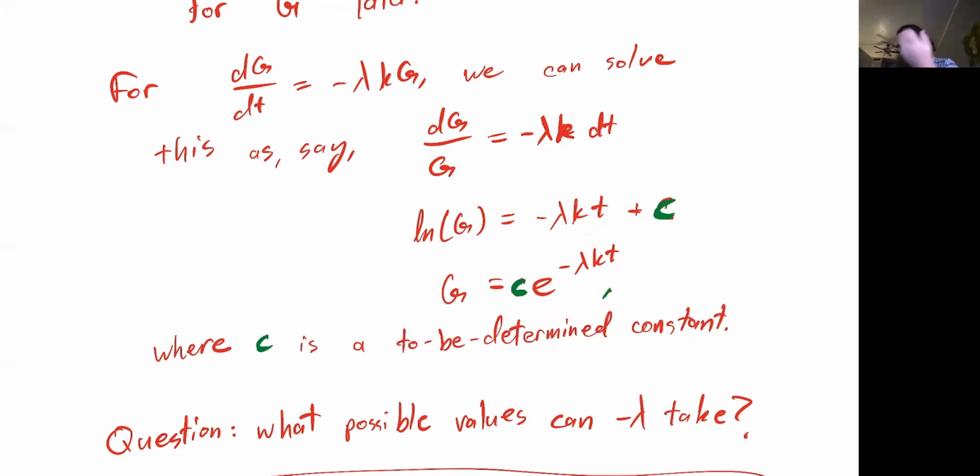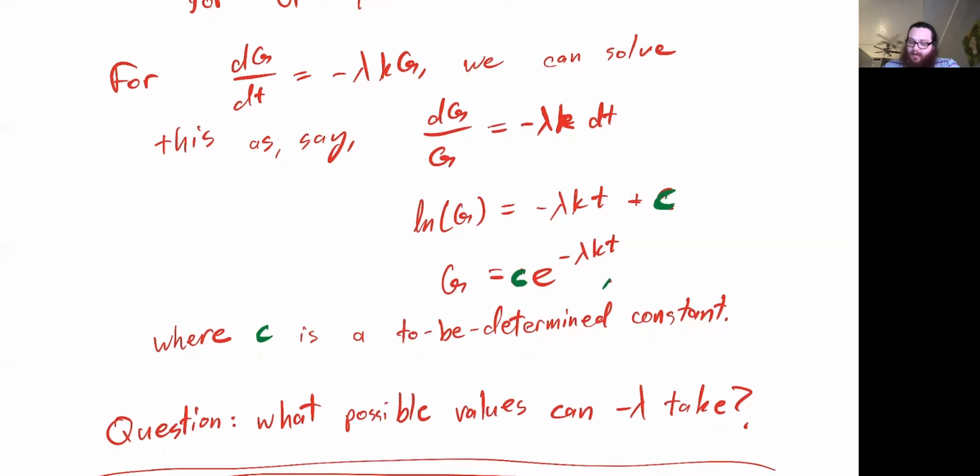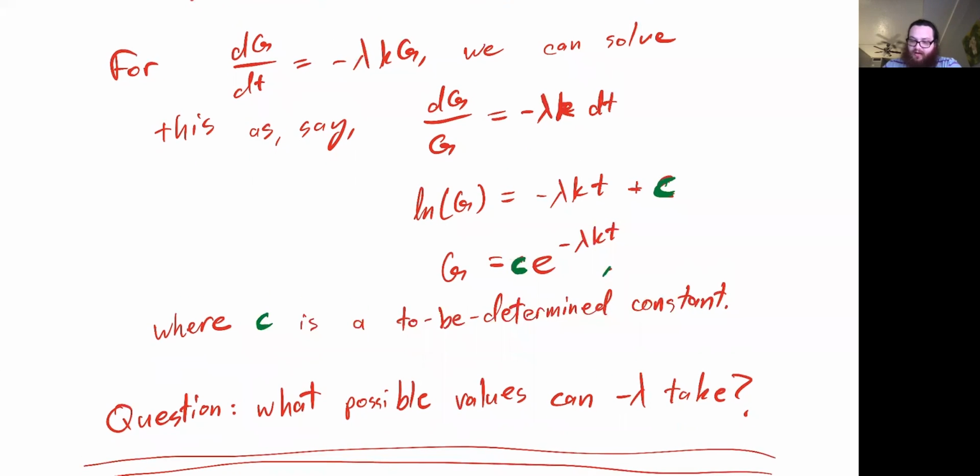And the other thing is that C is just some to-be-determined constant. The initial condition is enough information to figure out what C is. So then the next main question is, what are the possible values that this thing, minus lambda, can take? It's a computation, but we'll talk about that in the next part.